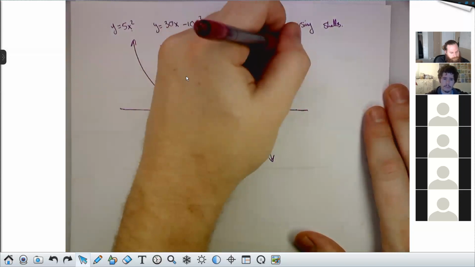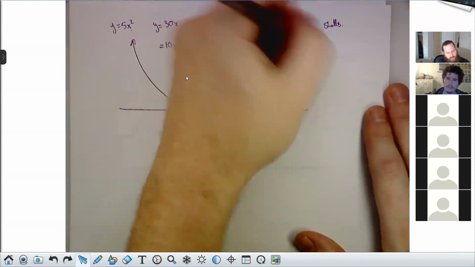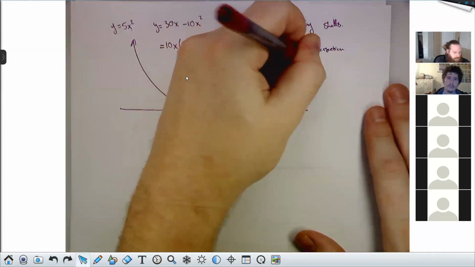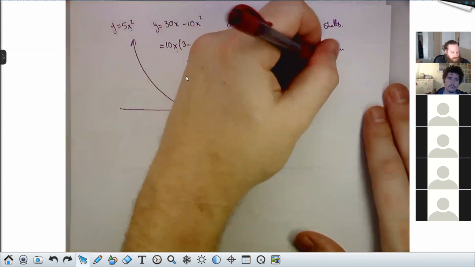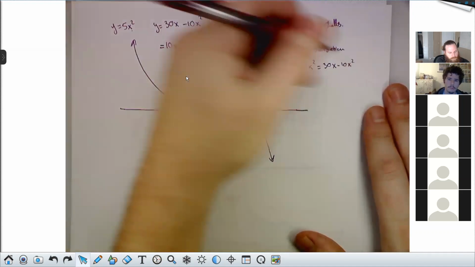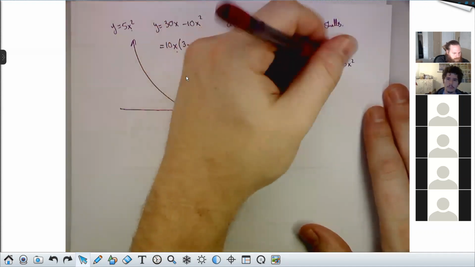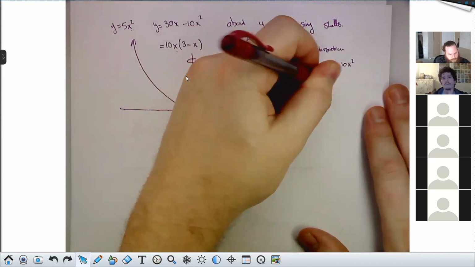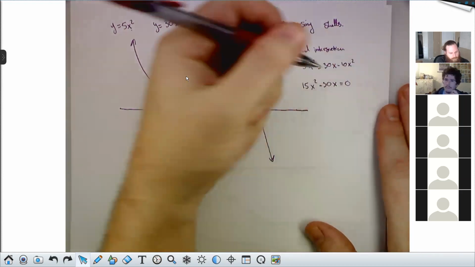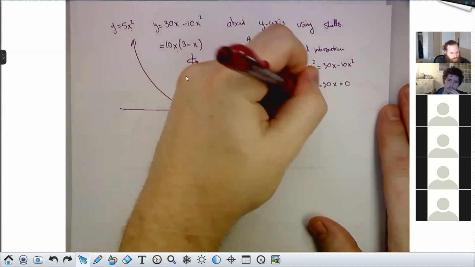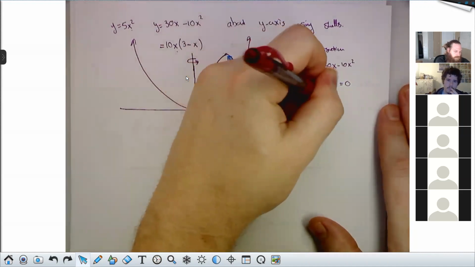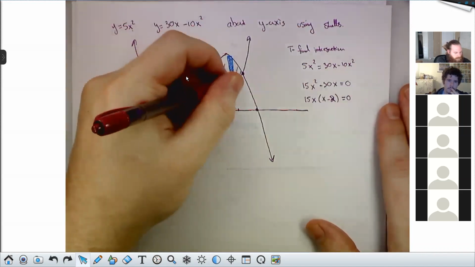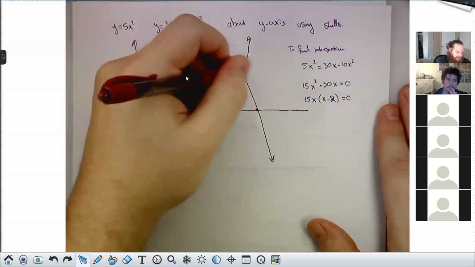But to find the other one, to find the intersections, we solve 5x squared equals 30x minus 10x squared. I pull everything over to one side, and that'll give me 15x squared minus 30x equals zero. And we can factor out a 15x here, and what will be left is just x minus two. So this guy is two.